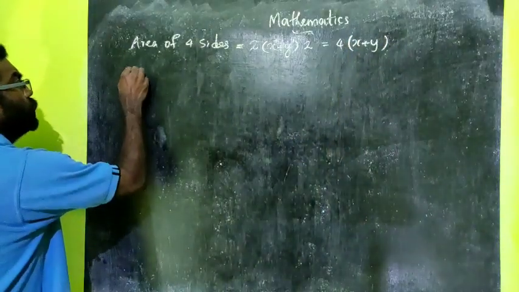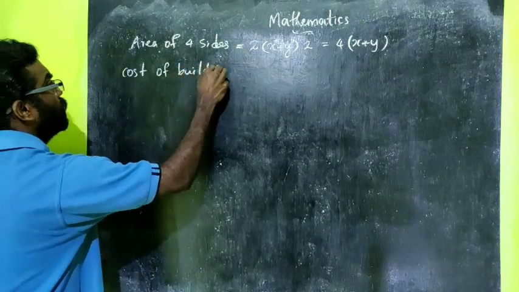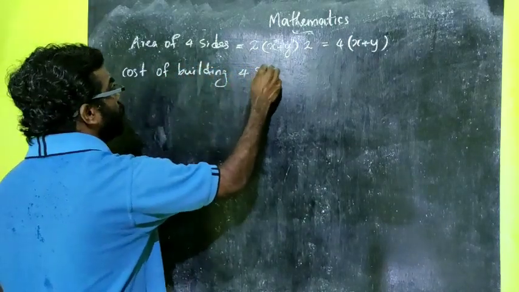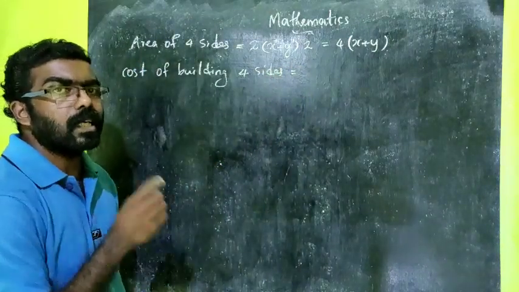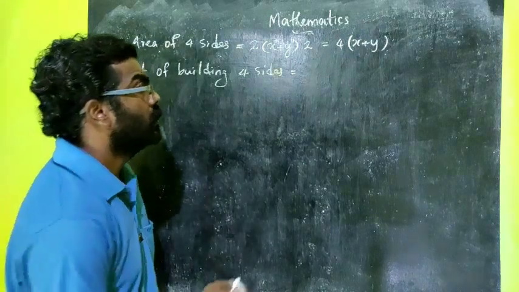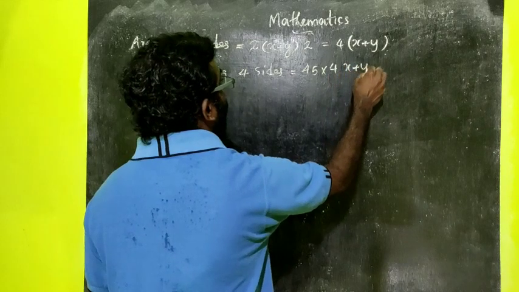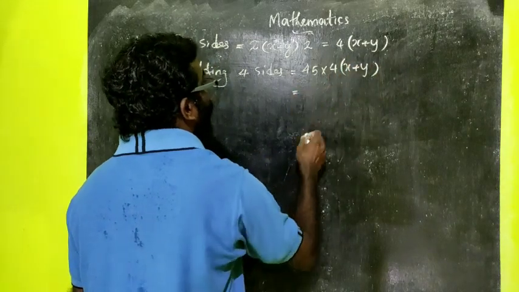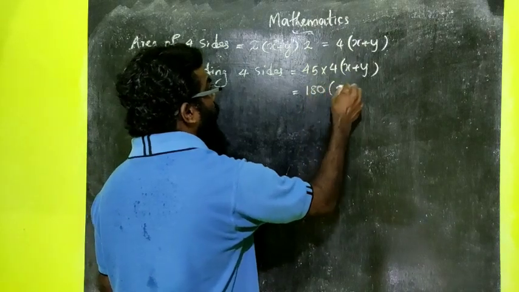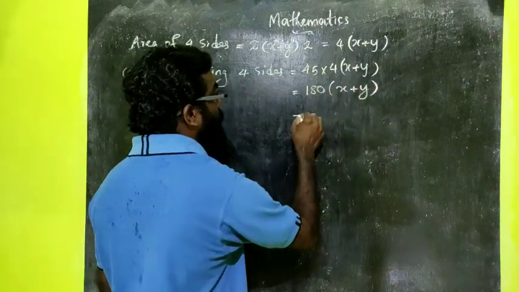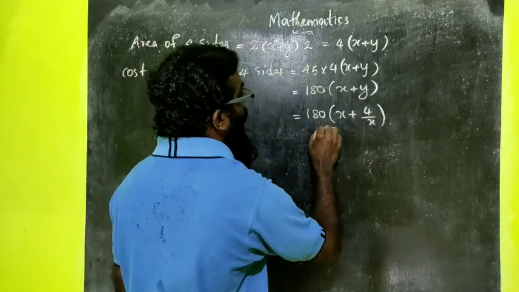Now we can find the cost of building the 4 sides. Cost of building 4 walls or 4 sides will be equal to, the rate is 45 per square meter. So we have to multiply 45 into 4 into (x plus y), which is equal to 45 into 4. 45 into 4 is what? 180 into (x plus y). Replace the value of y, 180 into (x plus 4 by x).